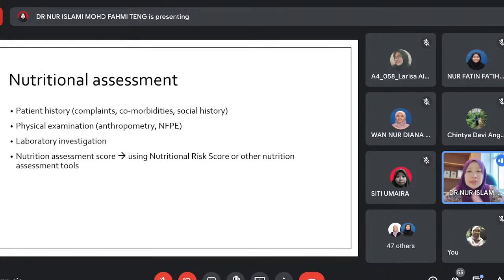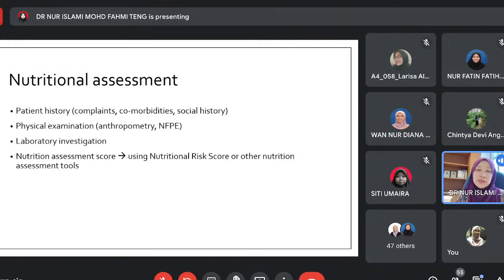So this is a nutrition assessment. Okay. So we look into the patient history, into the complaint, into the comorbidities, and also into the social history. Sama lah macam tadi yang kita bincangkan kan, apa yang kita tengok complaint tu, ada tak dia muntah-muntah ke kan, etc. Into the comorbidities, apa sakit sebelum ni, and also into the social history. Okay. And then we measure dia punya physical examination. This includes the anthropometry, and then dia punya NFPE. And then the laboratory investigation, then we also look into the nutrition assessment score.